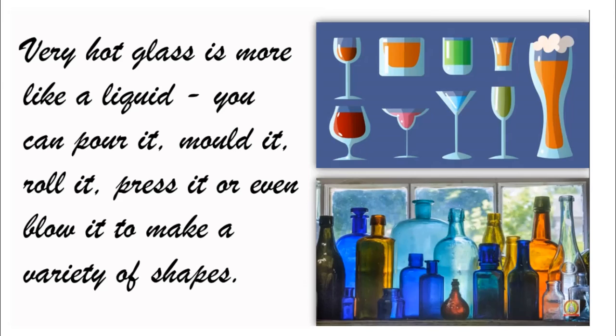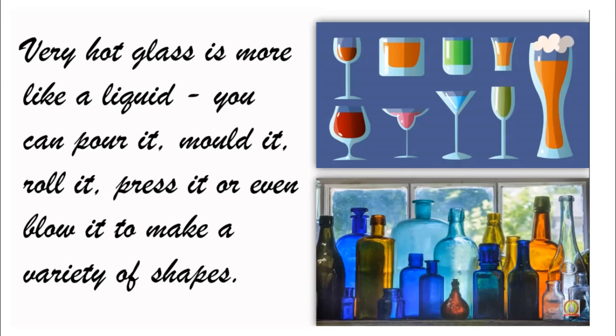Very hot glass is more like a liquid. You can pour it, mold it, roll it, press it, or even blow it to make a variety of shapes. Now children, when the glass liquid is very hot, you can give any shape to it. You can pour it like a liquid, you can mold it. Mold means what? You can give any shape to it.